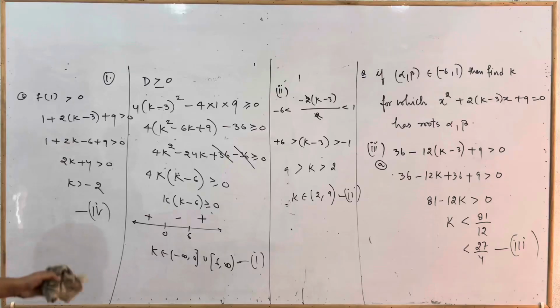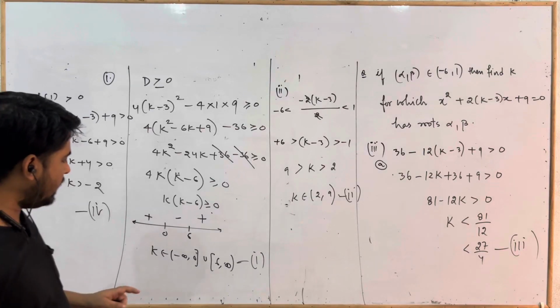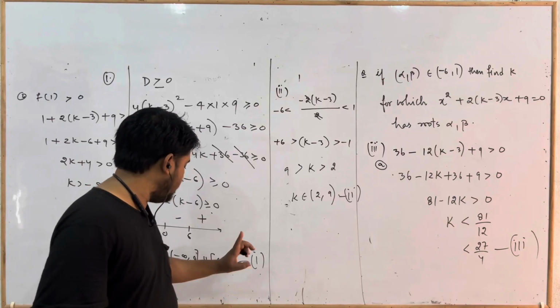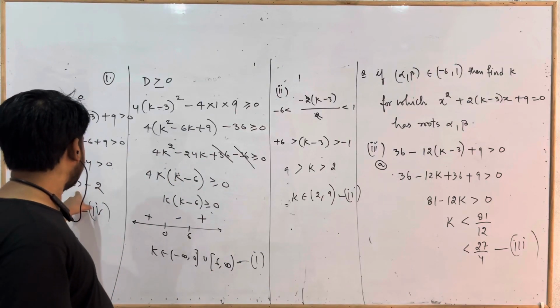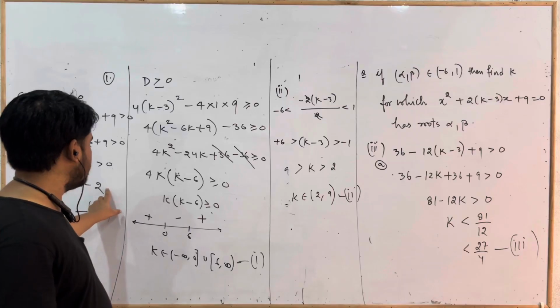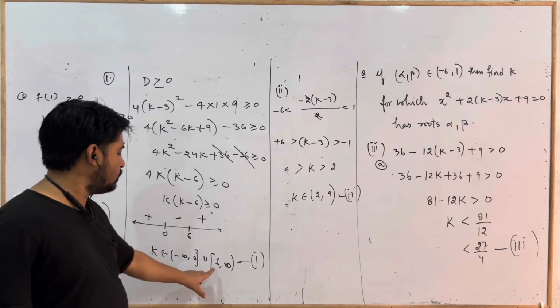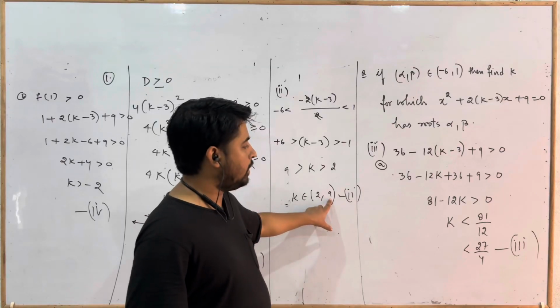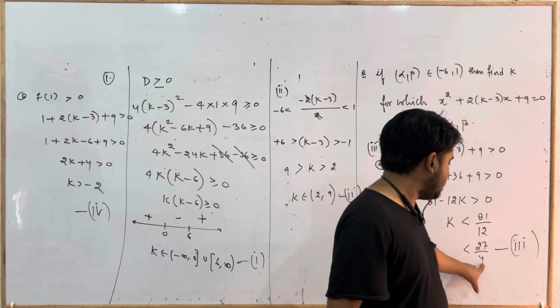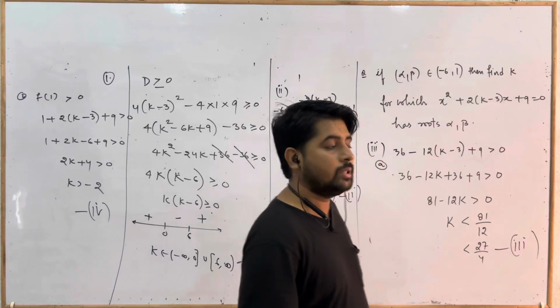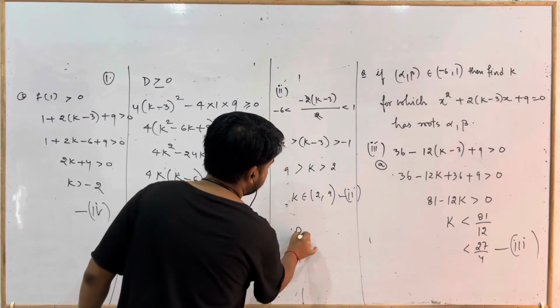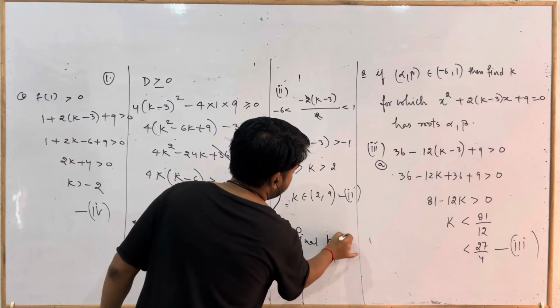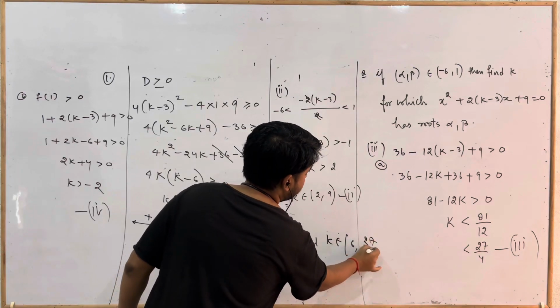Okay. So if you take the intersection of all these 4 cases, what will you get? This value from 6 to infinity. For the 6 to infinity, this value is greater than minus 2. That means from these both, 6 to infinity is common. From this case 6 to 9 common, and from this case less than 27 by 4. That means your final result is what? K is an element of 6 to 27 by 4.